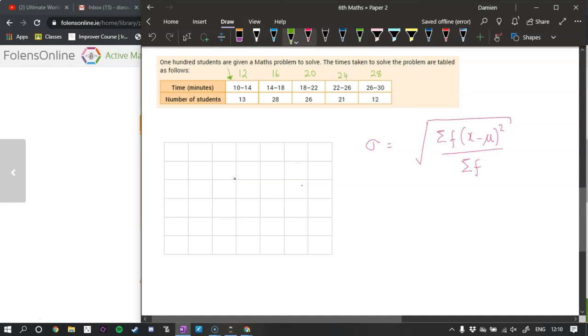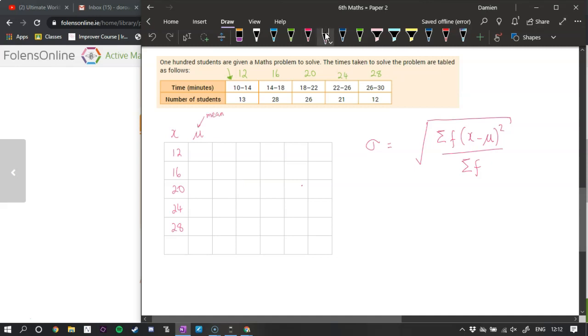So what we're going to do is, let's put in our details. For our x numbers, we're going to put in these mid-interval values. So we have 12, 16, 20, 24, and 28. The next thing we have to do is put in mu, and this mu here is our mean or our average.